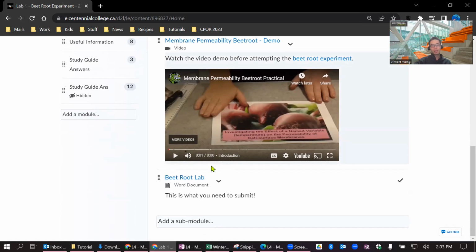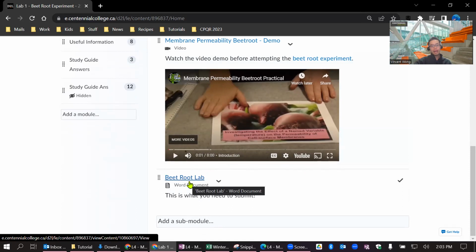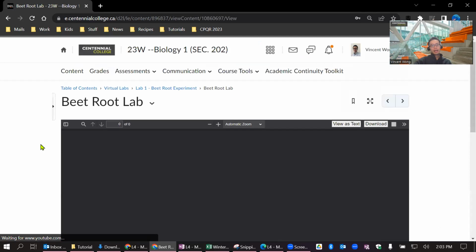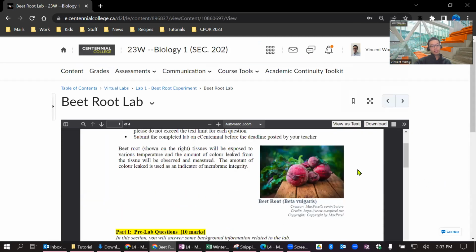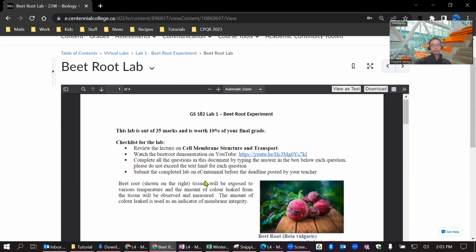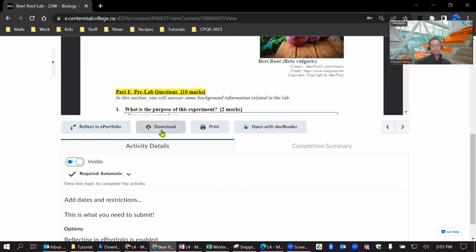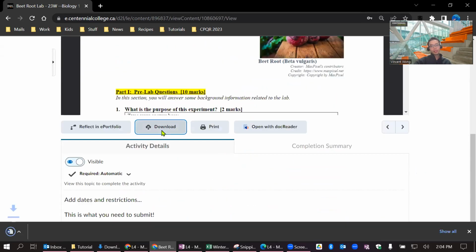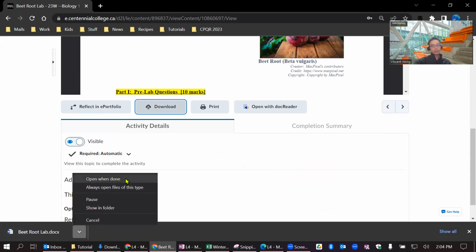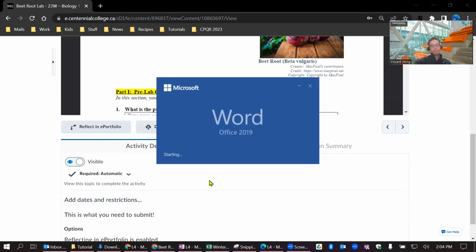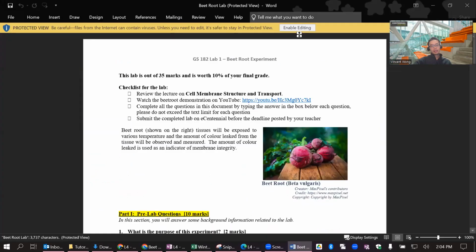You have to watch the lab demo here. Once you've watched it, you have to download this document. Okay, so you're going to click on that, and you will see the thing here, but you cannot fill this in. Right? So you must download it. There's a download button at the bottom. So you click on that, and it's going to go onto your computer. Okay, so I'm just gonna open it. You might have to click enable editing.